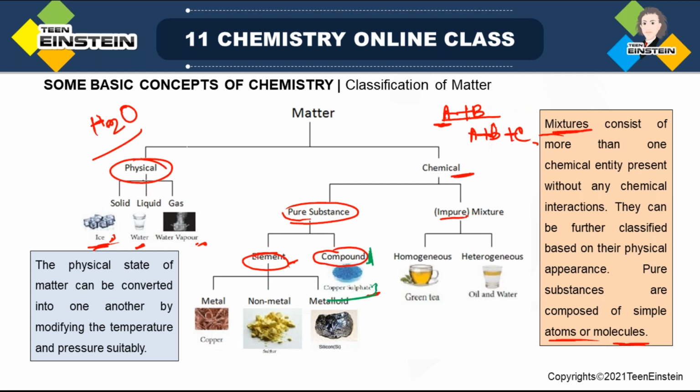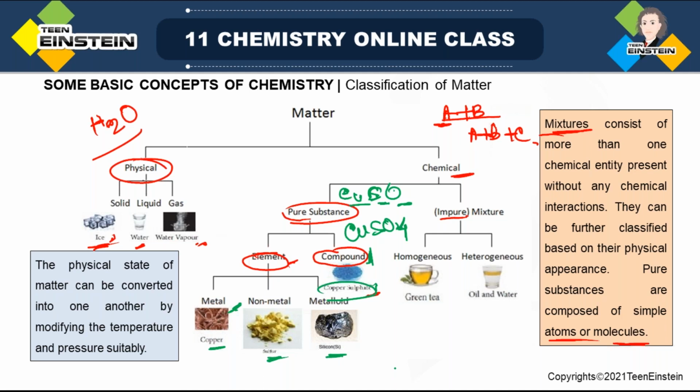Here we have an example, copper sulfate. The formula is CuSO4. In this case, how many elements are present? We have three elements: copper, sulfur, and oxygen. But if you look at the element option, examples are given: metal, for example copper; non-metal, sulfur; metalloid, silicon. So three individual elements are present.